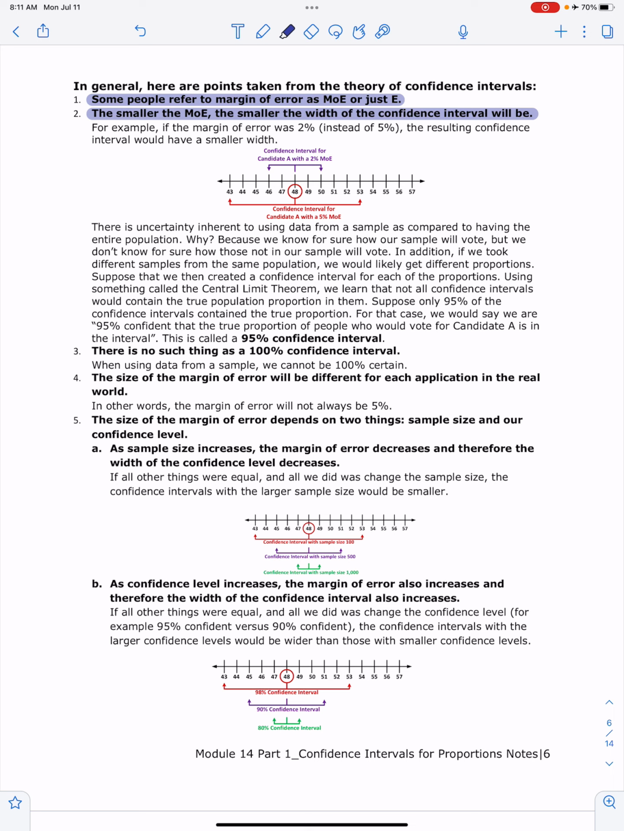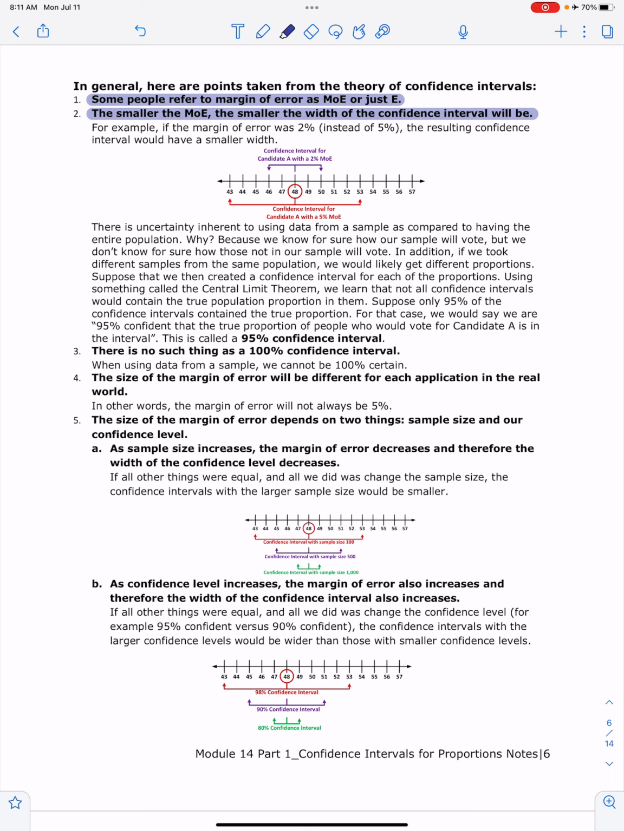If our margin of error is 2%, that means my estimate should only go 2% above and below my point estimate. That is going to make a confidence interval that's tighter or smaller than going 5% above and below.